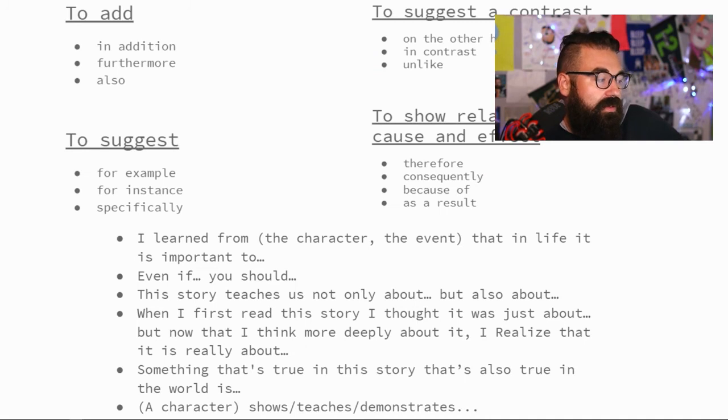Okay. So the last reminder is, as you're working today, you should use these transitions and lean on these sentence starters for considering theme in your own work.